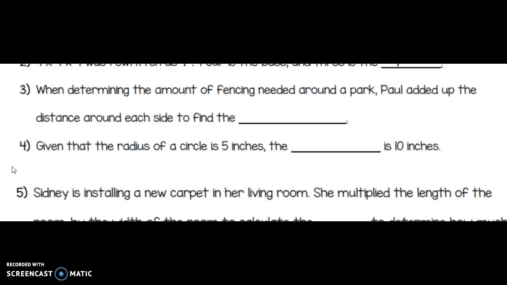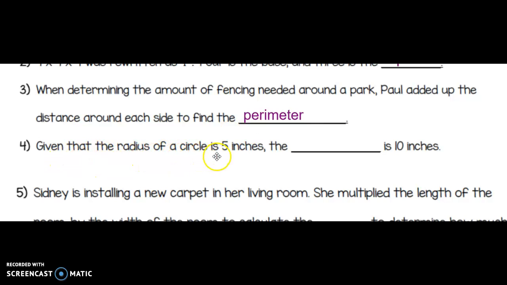When determining the amount of fencing needed around a park, Paul added up the distance around each side to find the perimeter. Remember, perimeter is the distance around a shape.